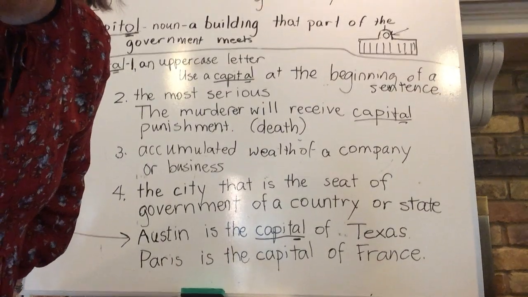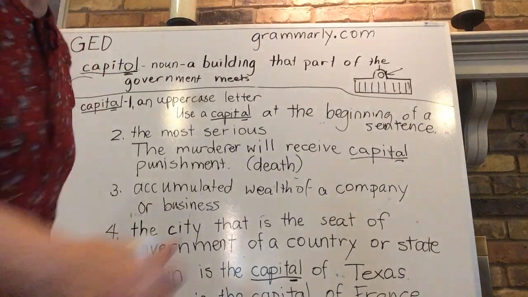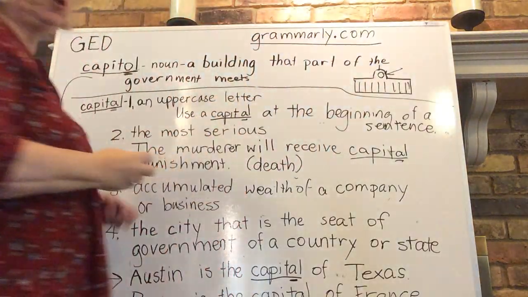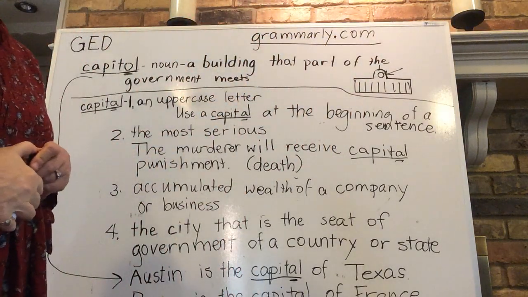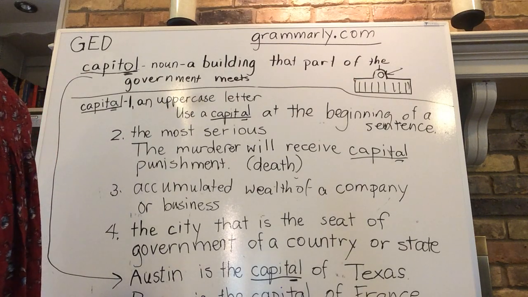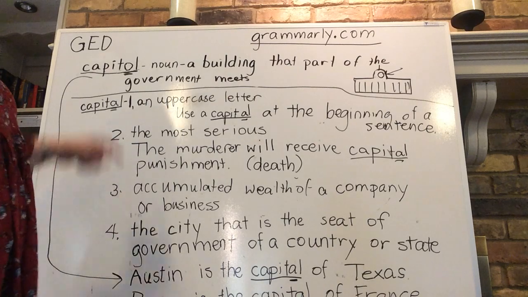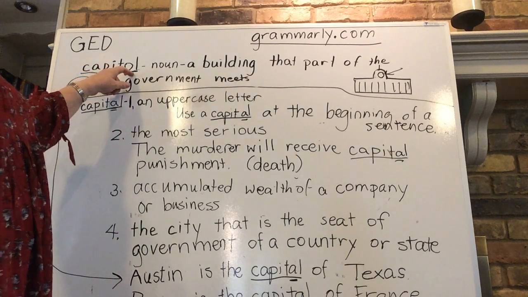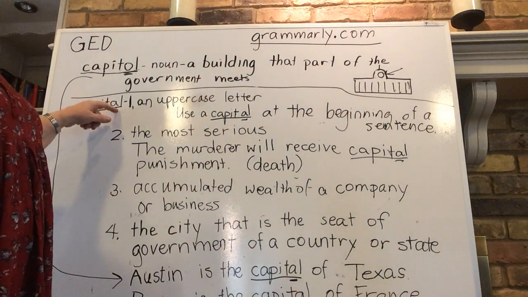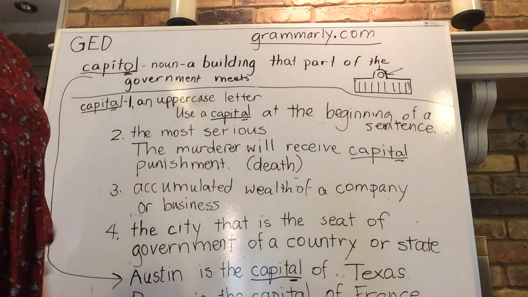Let me see if I've got the address up there. Here we go. If you go to Grammarly.com and put in these two words, there will be more examples to help you know the difference between capital with an O, which is only one thing, it is the building, or capital with an A, which has many meanings.